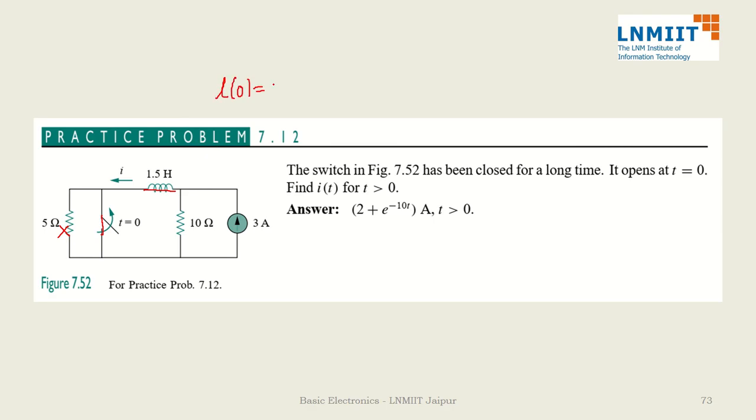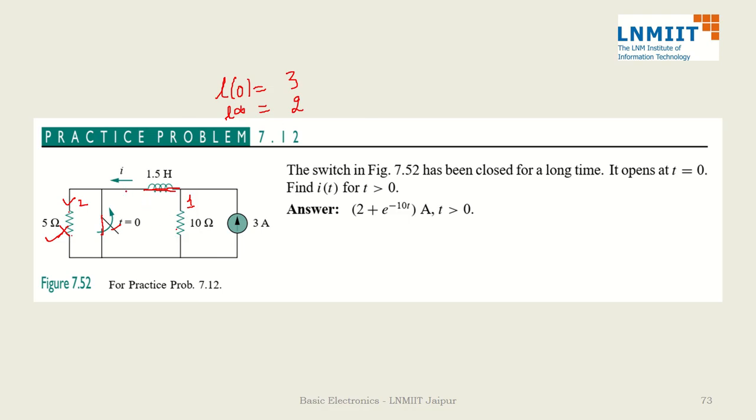I of 0 will be 3. When I open this switch, this is into my picture. So now the inductor is again short circuit at infinity. The current is divided between 5 and 10 ohm, 3 ampere current. So 2 will go here, 1 will go here. That means final current is 2.